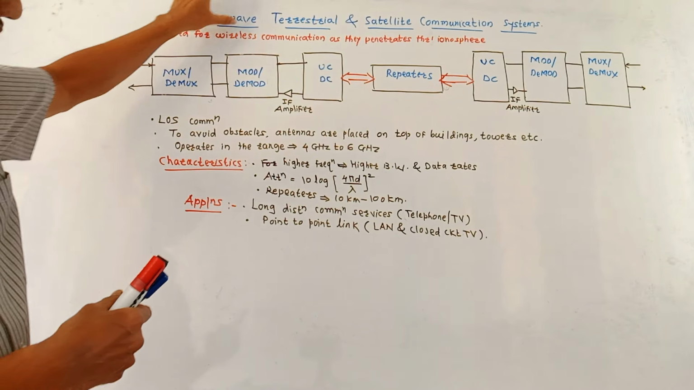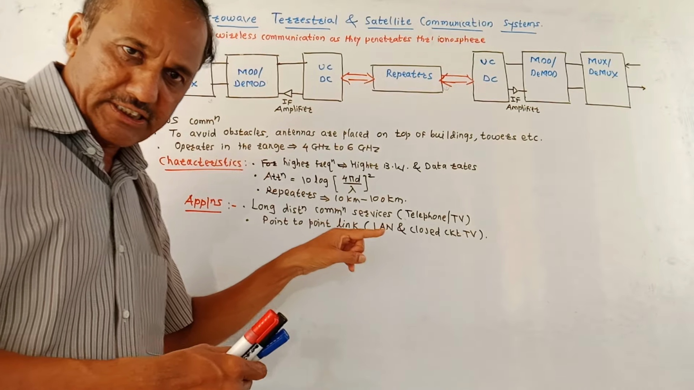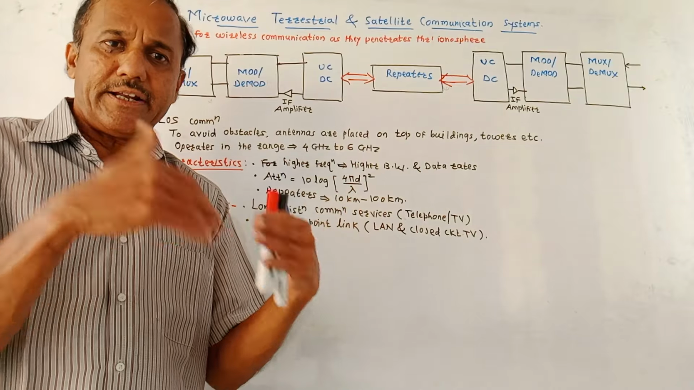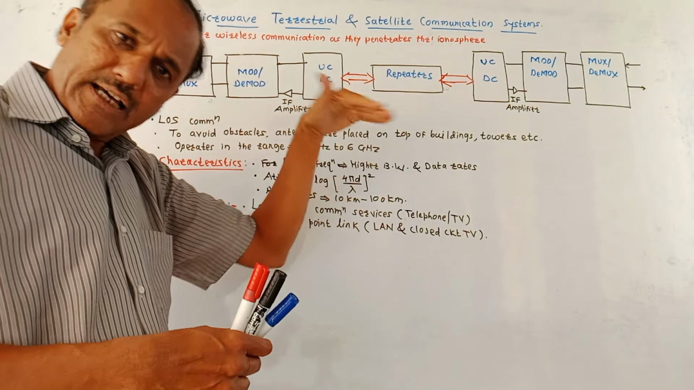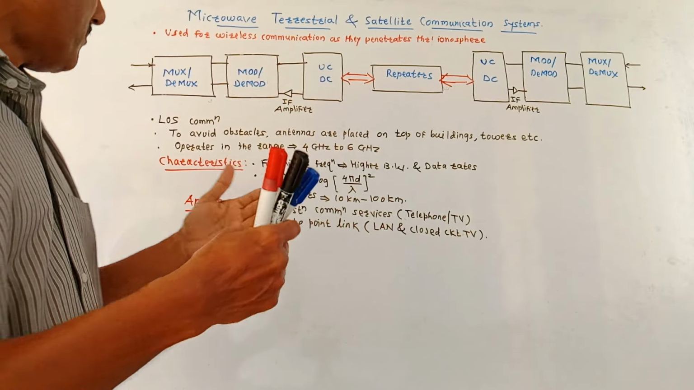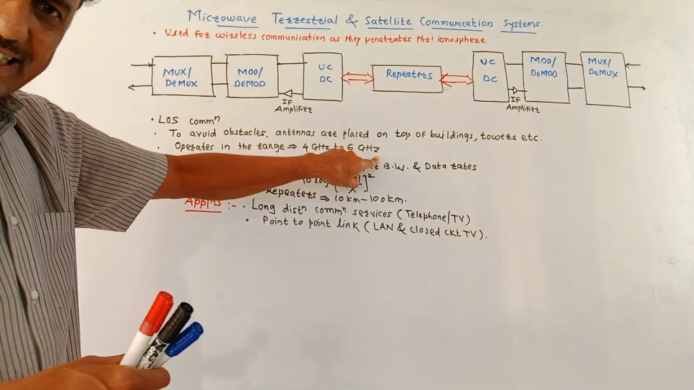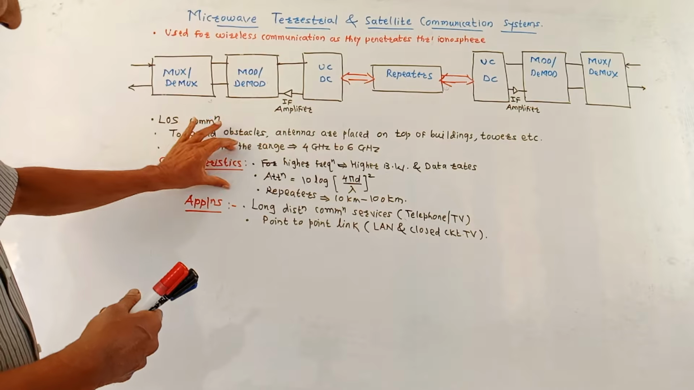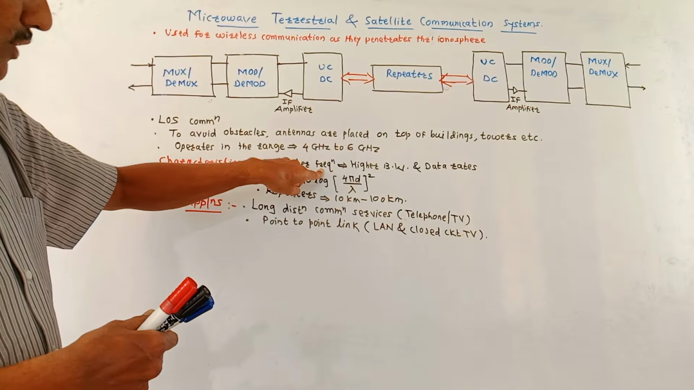Now, this particular microwave terrestrial system is limited to LOS, that is line of sight communication. There are many obstacles, like buildings and mountains. So to avoid obstacles, antennas are placed on top of buildings, towers are used, or antennas are placed on the mountains. This system usually operates in the range 4 gigahertz to 6 gigahertz, but some systems also operate around 2 gigahertz.